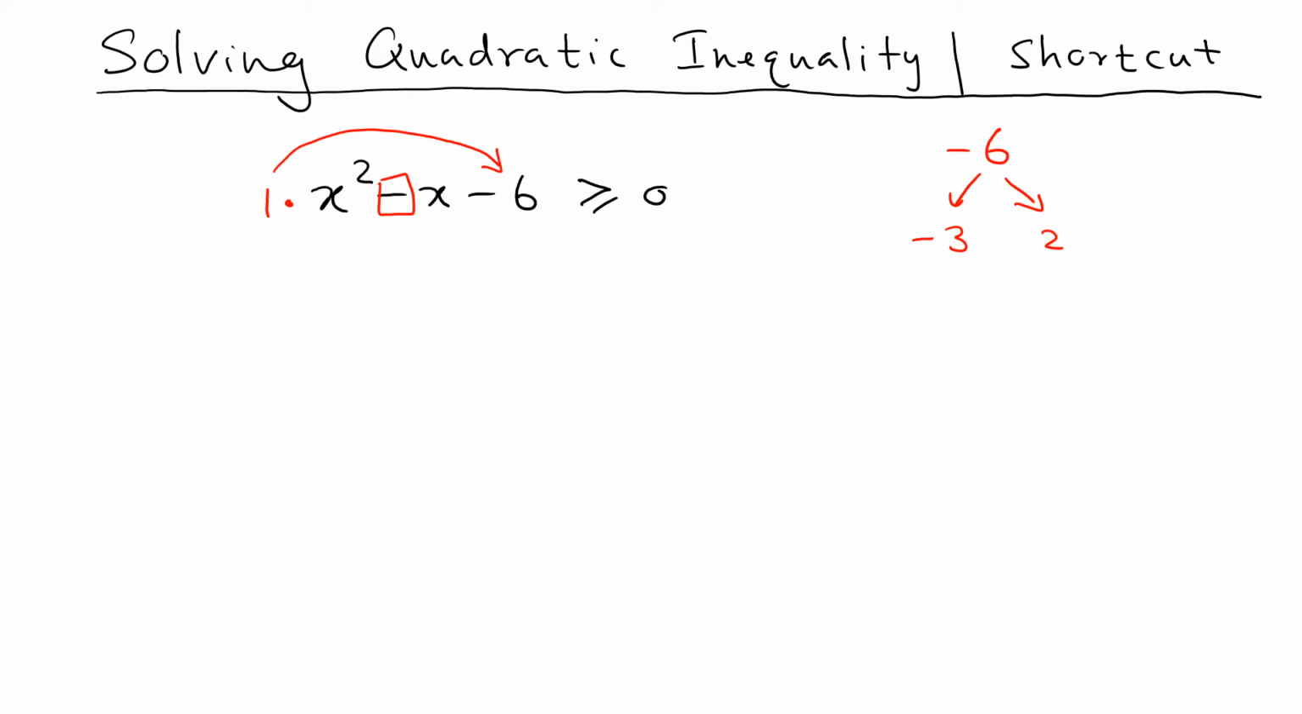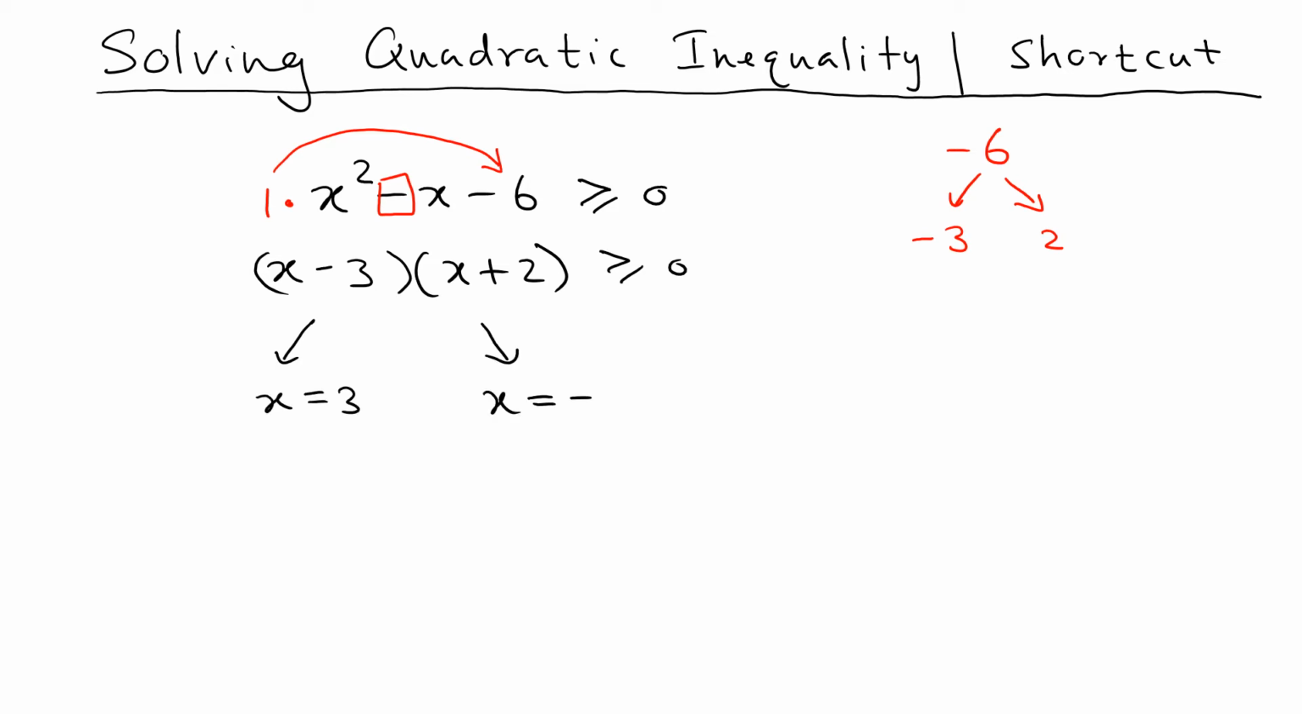Now we can directly write the factorization. It is (x minus 3)(x plus 2) greater than or equal to 0. The next step is to find zeros. That means we find for what number each factor becomes 0. When you plug in x equals 3, you get 0, and when you plug in x equals negative 2, you also get 0.